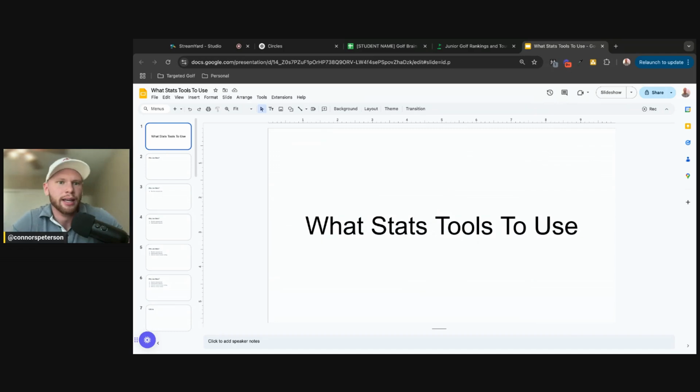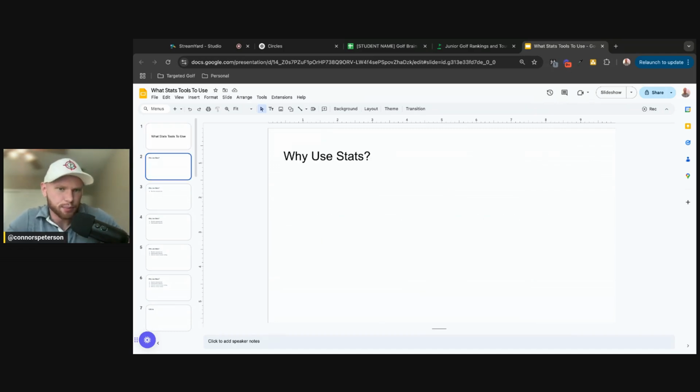But let's go ahead and dive right into that. So first things first, we've got to think about why use stats at all. I would say the majority of junior golfers don't use stats at the moment. Or if they do, it might be fairly rudimentary. You've got your fairways hit, greens hit. Maybe you track the number of putts that you have per round. And maybe you do that in something like a GHIN app. But there's also plenty of junior golfers who don't even track their handicap in the GHIN app.